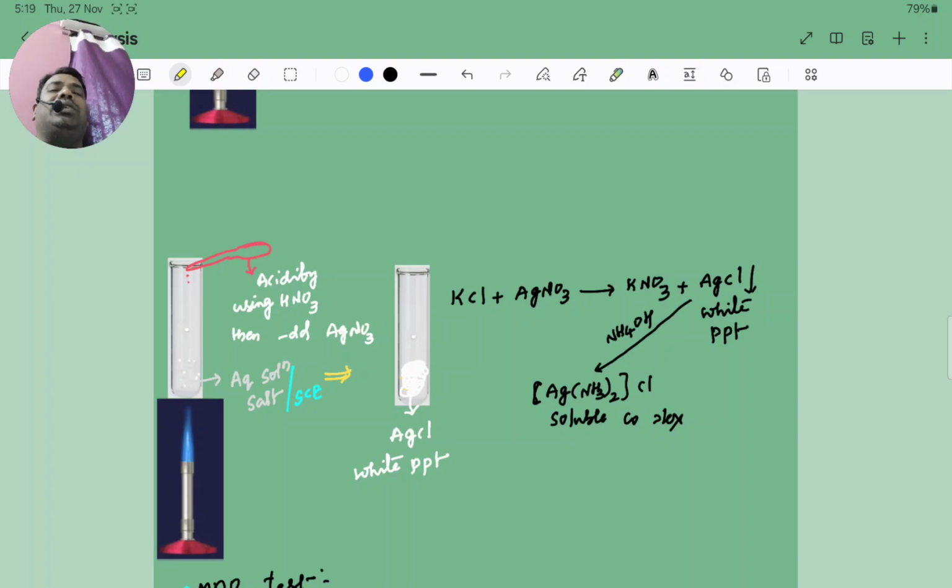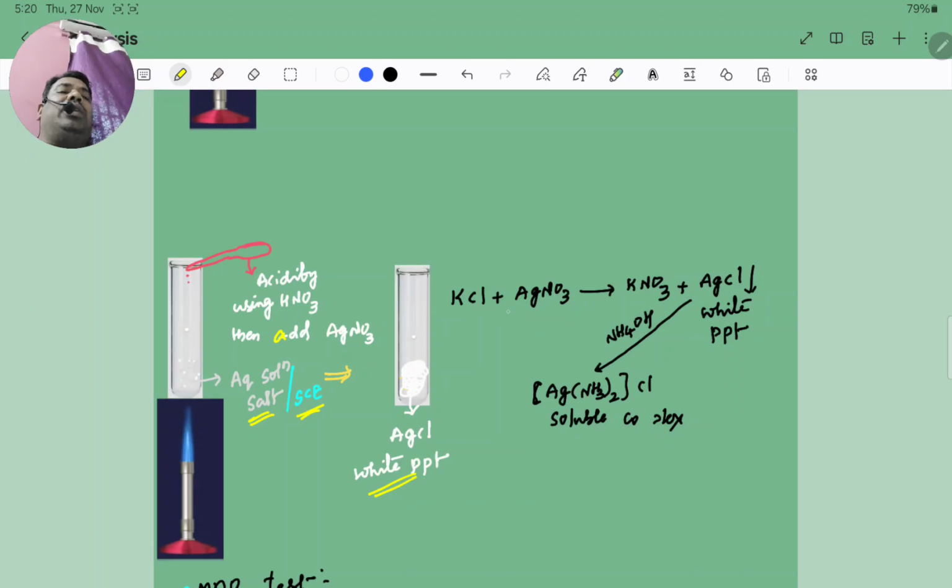So in this confirmatory test, students, what chemicals are required? Our salt solution, silver nitrate, right, HNO3 and AgNO3. So these are the main solutions required, student. Now take the aqueous solution of salt, or you can take the sodium carbonate extract, right? Then add HNO3 to acidify the solution. Then heat the content up to boiling. Then you can add AgNO3 dropwise to the above mixture, student. Then it will form a white PPT which indicates the chloride ion is present, right? Which confirms the chloride ion is present, right?